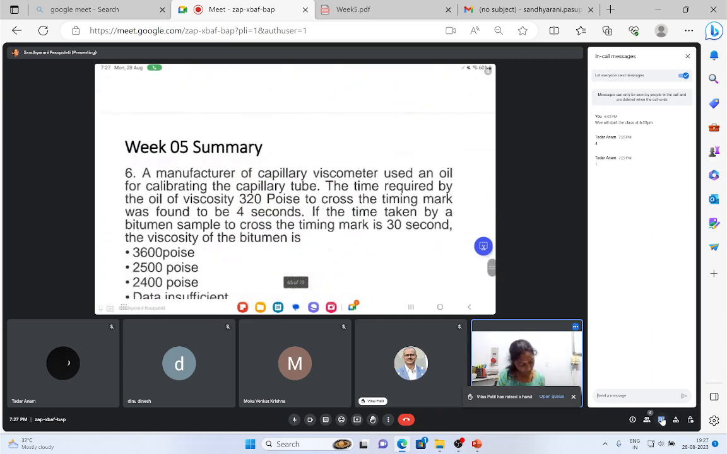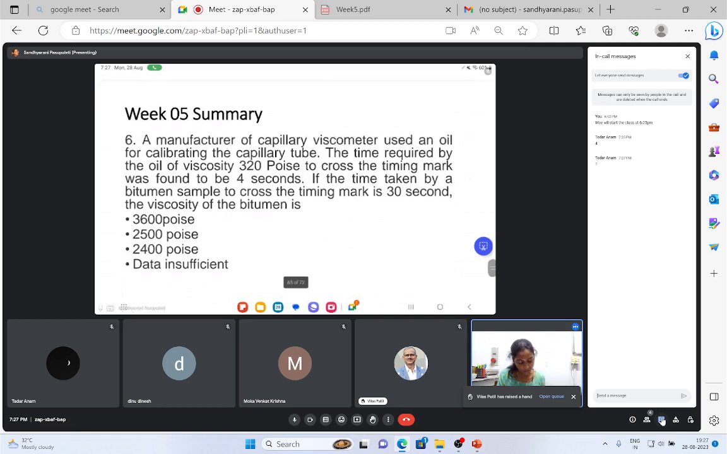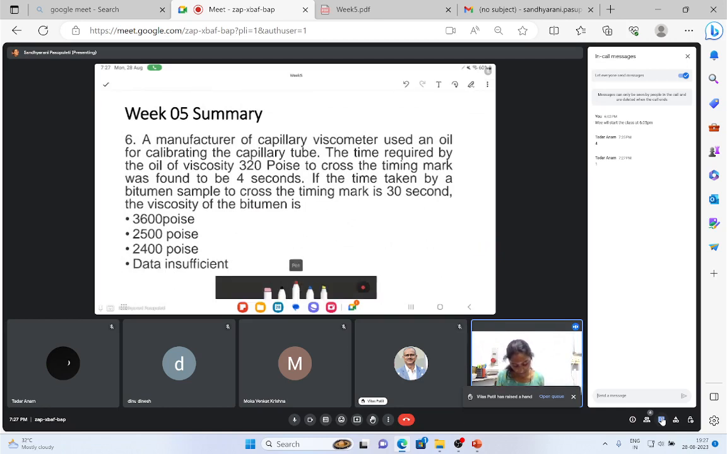And another question. A manufacturer of a capillary viscometer used an oil for calibrating the capillary tube. The time required by the oil of viscosity 320 poise to cross the, okay, what has been given here? Capillary viscometer used an oil for calibrating. That means calibration details are given. So for the calibration oil, time required T1 and the viscosity eta 1 is 320 poise and the time required is 4 seconds.